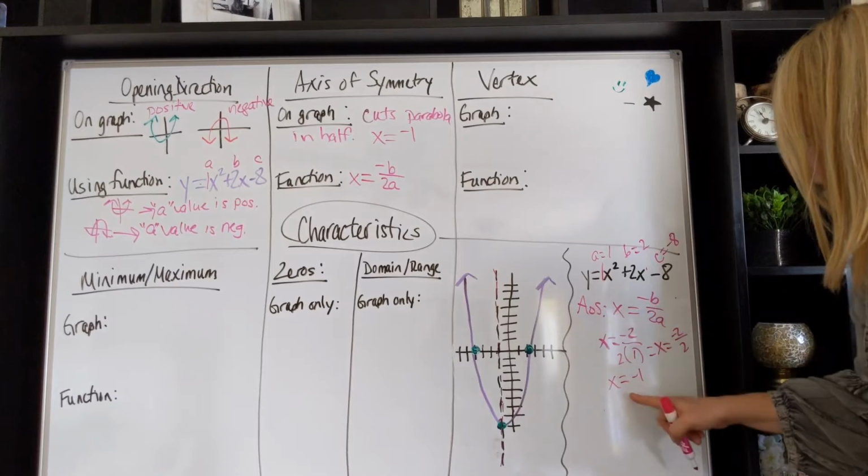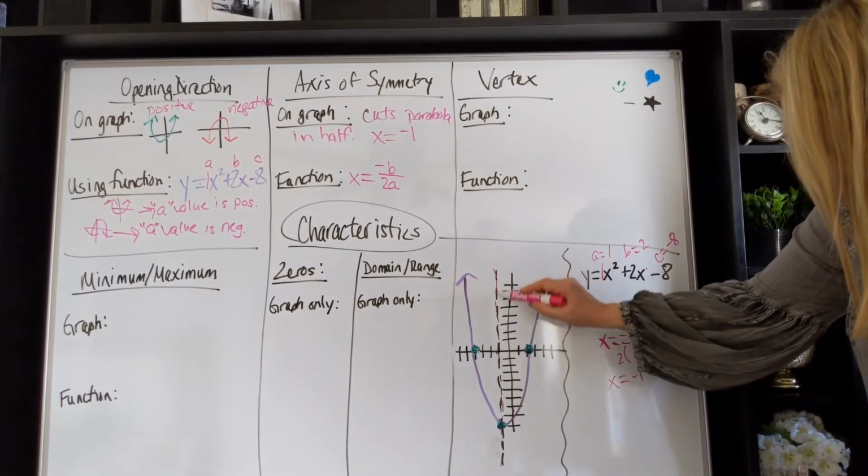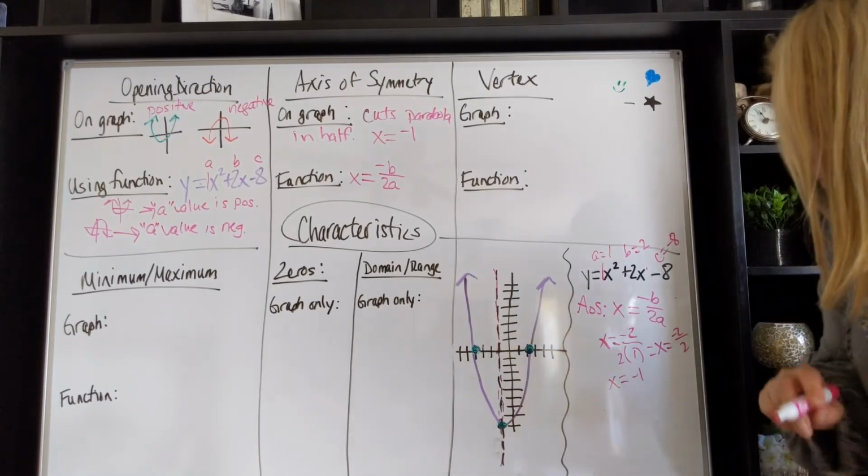So now I know my axis of symmetry, or the line that would cut my parabola in half, is at negative 1. Here it is right here. It's drawn in at negative 1.